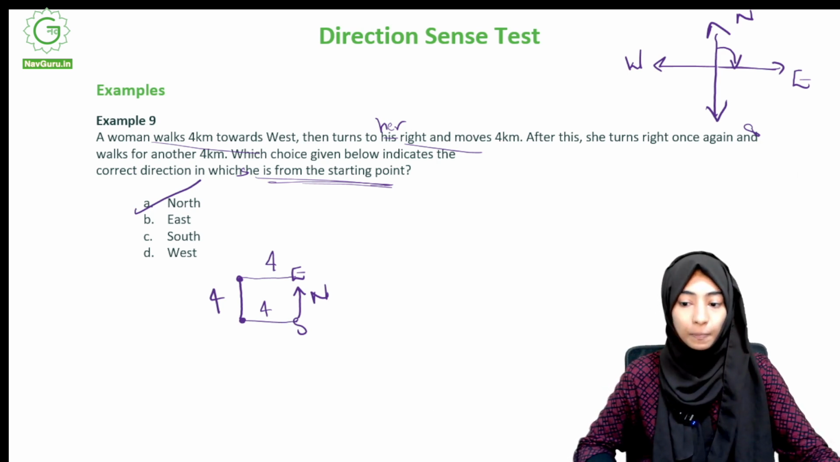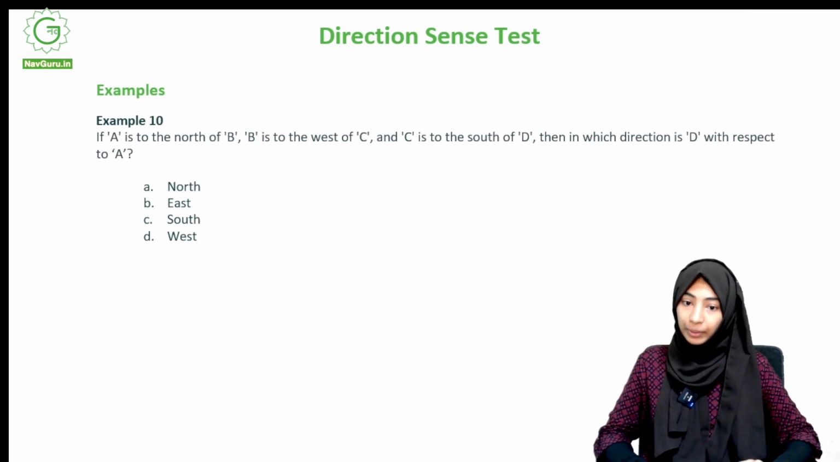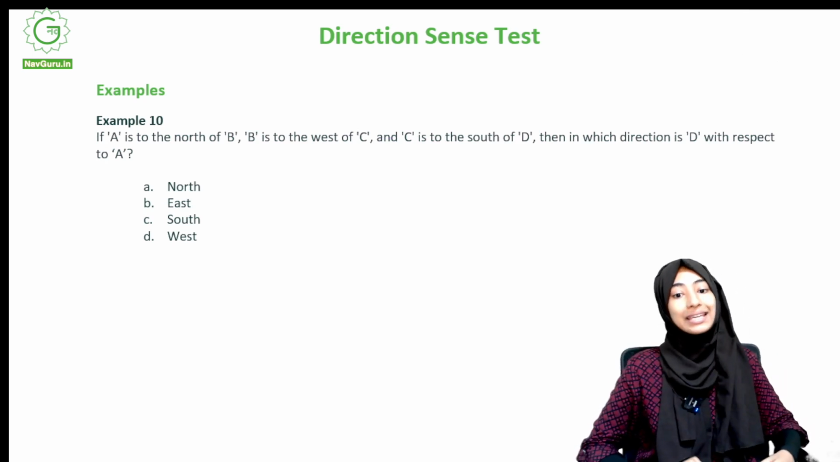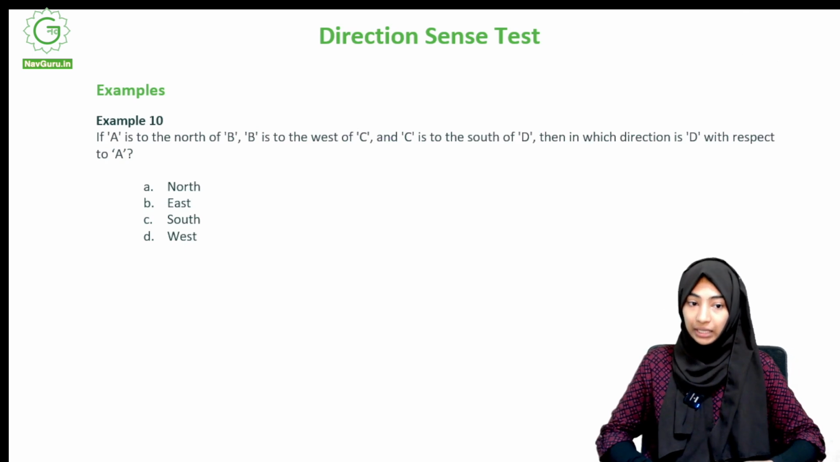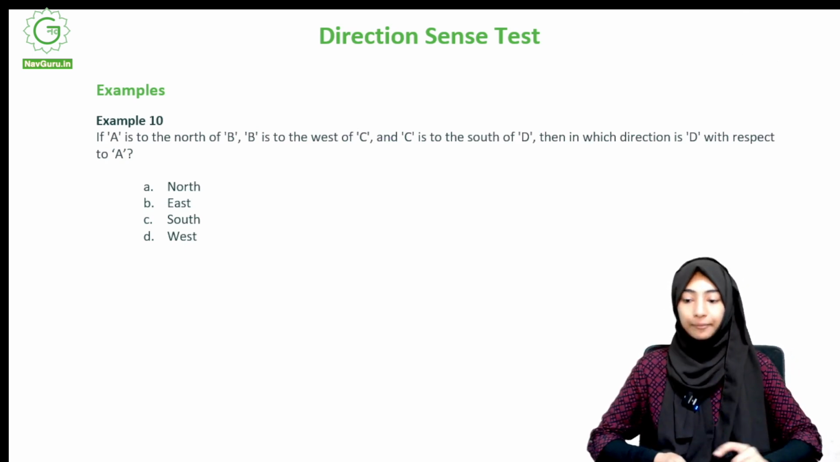Moving on, if A is to the north of B, B is to the west of C, and C is to the south of D, then in which direction is D with respect to A?